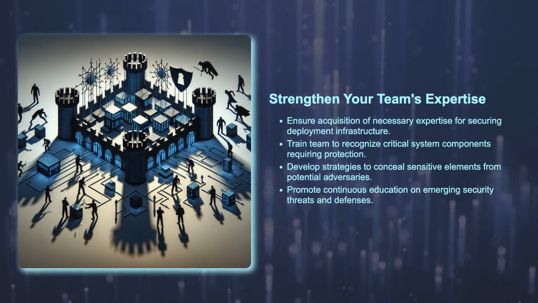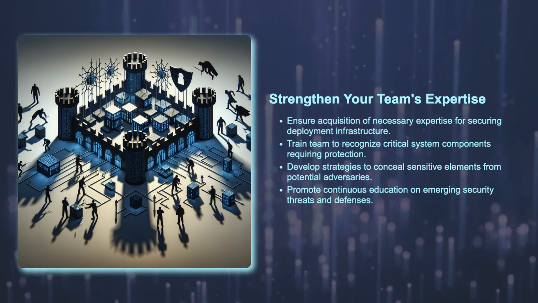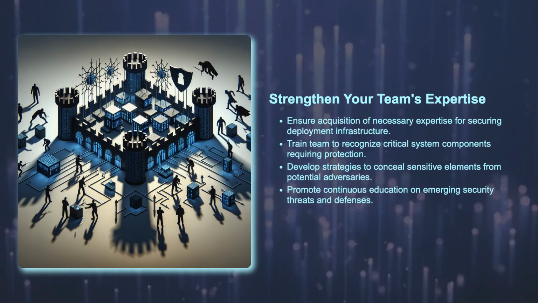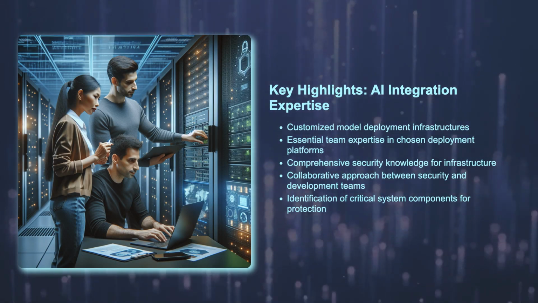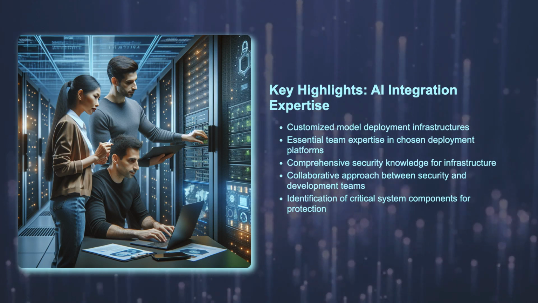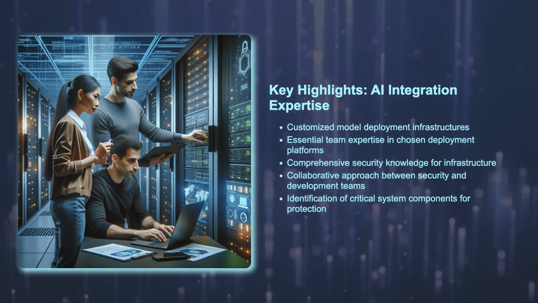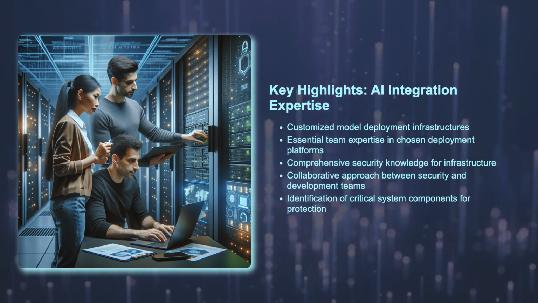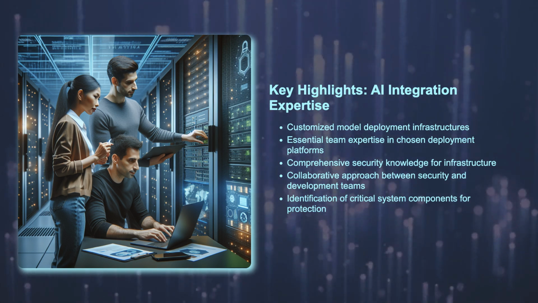Strengthen your people. Make sure you have the right expertise for protecting the parts of your deployment infrastructure, and your team understands which parts of the system need to be protected or hidden from adversaries. Guidance. Model deployment infrastructures vary vastly, and there is no one skill set or list of skill sets required. It's important that your team has expertise for the specific deployment infrastructure you plan to use. They should have sufficient knowledge of the security of that infrastructure and work closely with the development team to understand what parts of the system are valuable to an adversary, e.g., pre-processing, and need protecting.